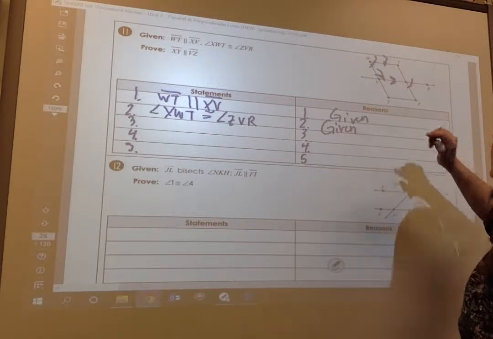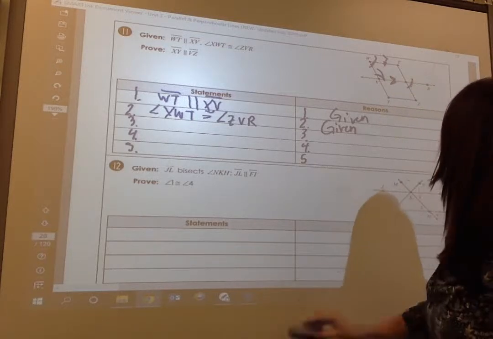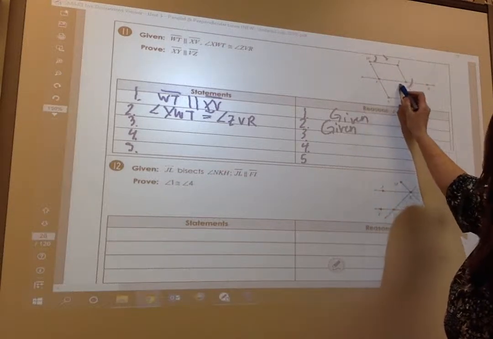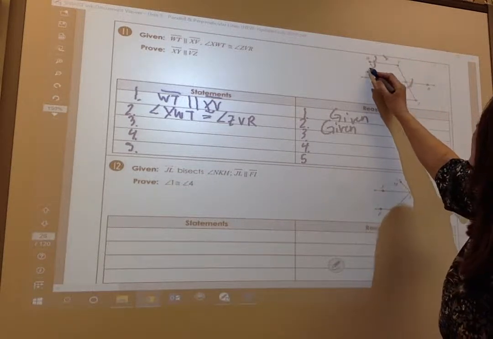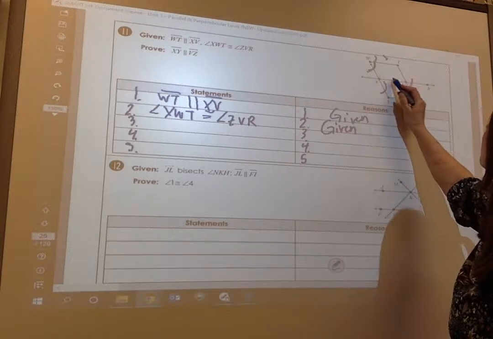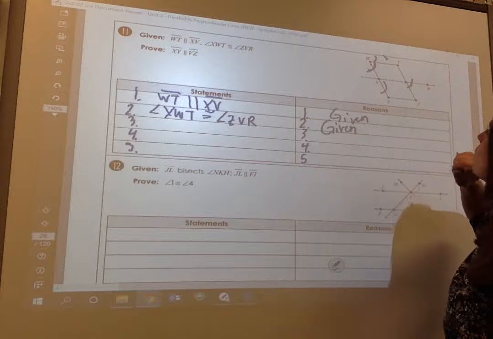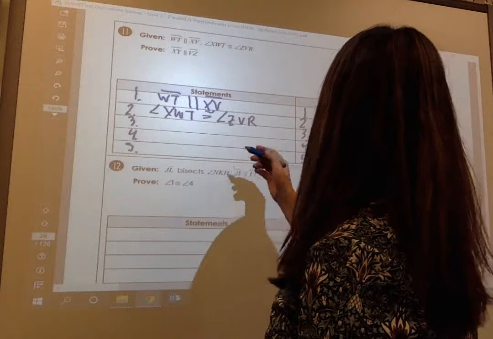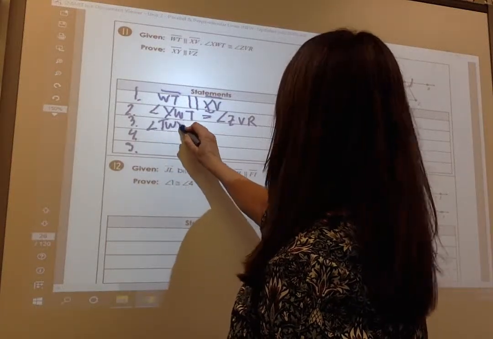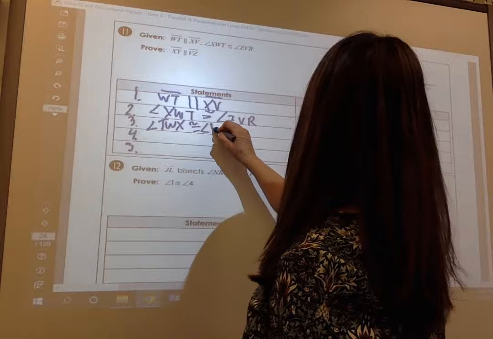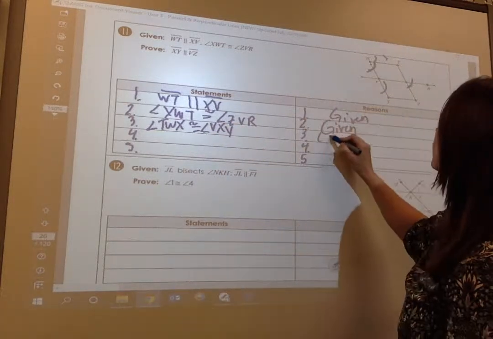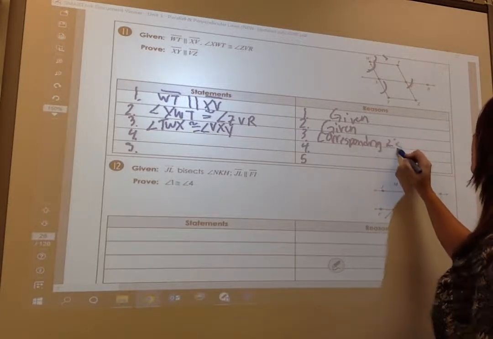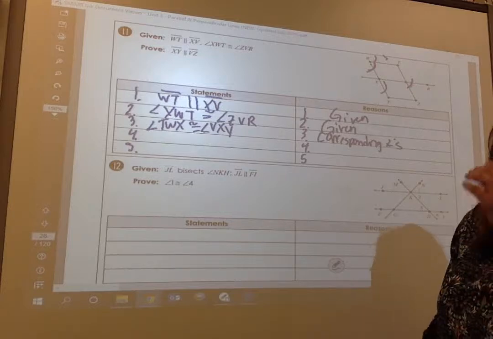I can also say that, let me erase it here. Because WT and XV are parallel to each other, I can say that TWX and VXY are also congruent to each other. And that is because angle TWX is congruent to angle VXY, and that is because corresponding angles are congruent to each other when those lines are parallel.